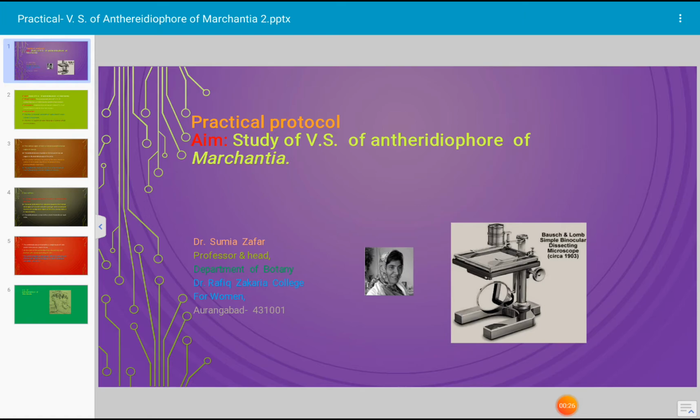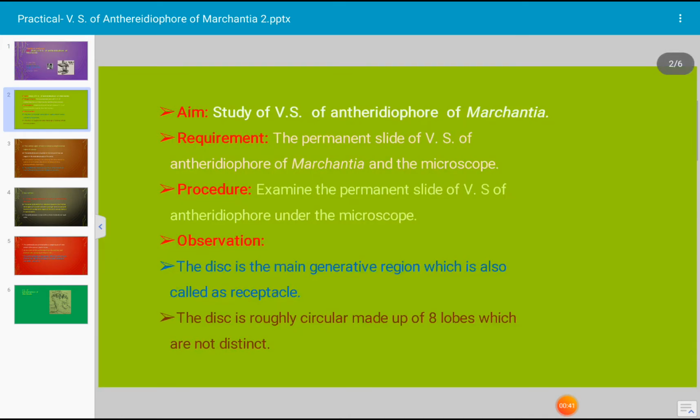Antheridia means male gametes. Antheridiophore, phore means stalk-like structure. The antheridia-producing stalk-like structure is there in the Marchantia, and we have to study the vertical section of the Antheridiophore. Let us see what is the requirement. We need the permanent slide of vertical section of Antheridiophore of Marchantia, and we need a microscope to observe the slide.